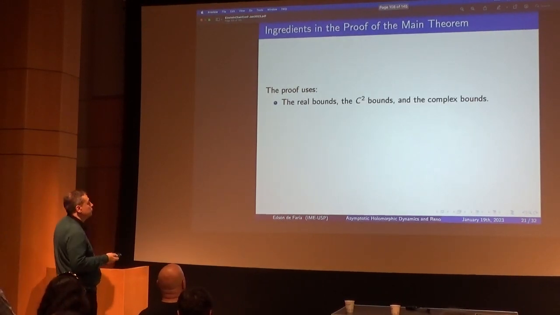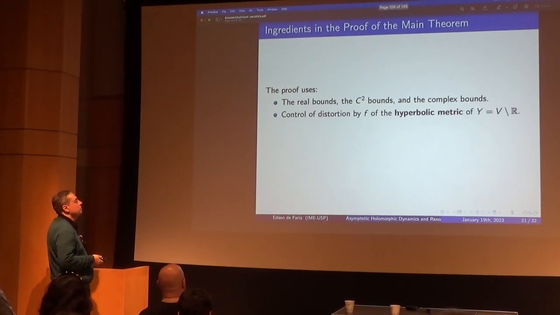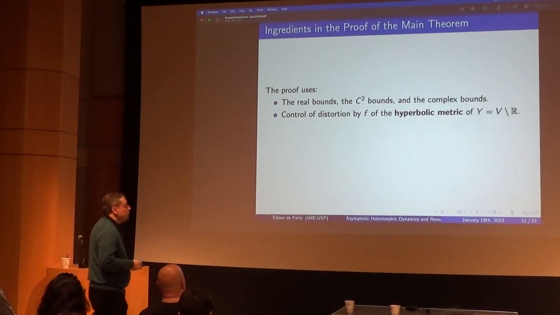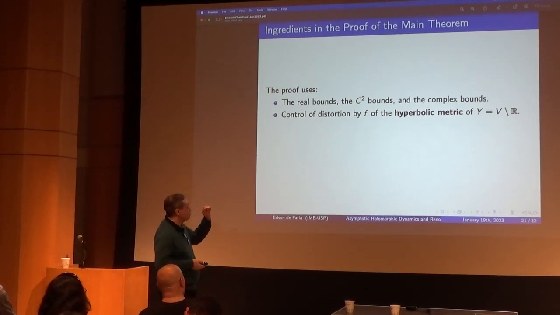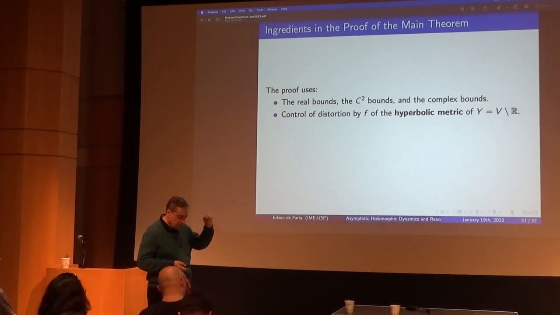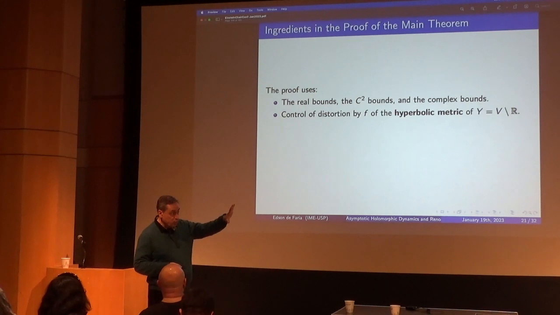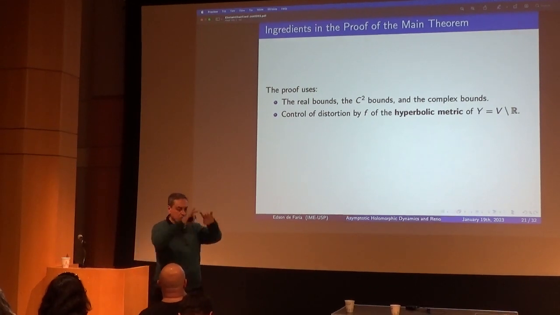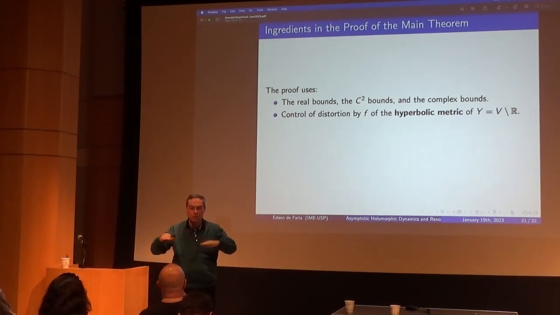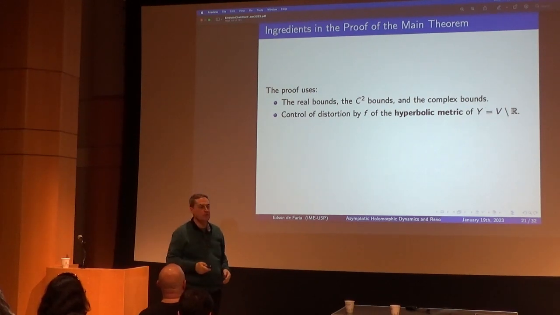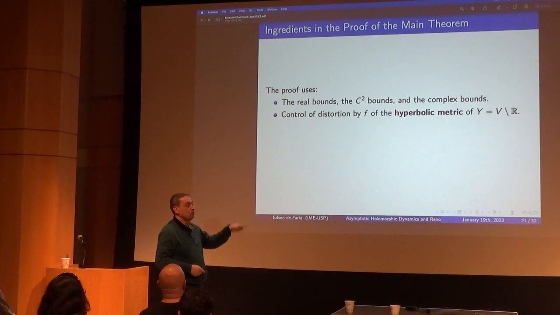So the proof uses the real bounds, the C2 bounds, the complex bounds. That's not surprising. It also uses the control of the hyperbolic metric, how the map distorts the hyperbolic metric in the codomain of the map minus the real axis. You take the codomain, you remove the real axis, and you get two half disks. These half disks are simply connected Riemann surfaces. You can put the Poincare metric there, and you want to understand how the metric is distorted by the map.